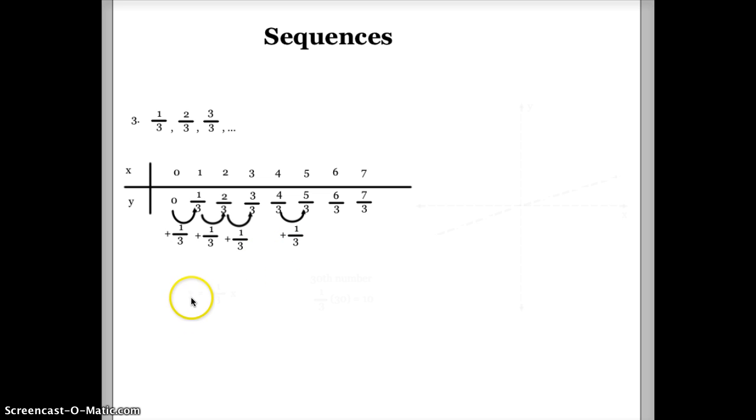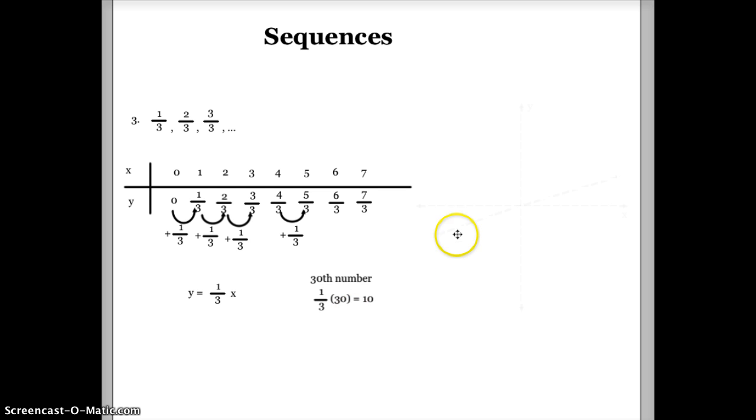My equations always start out as y equals, so in this case it's going to be y = (1/3)x. Now to find my 30th number, I'm going to take 1/3 times 30, because I want to find when x is equal to 30. So 1/3 times 30 is equal to 30 over 3, which is equal to 10. So I know my 30th number in that sequence is going to be 10.